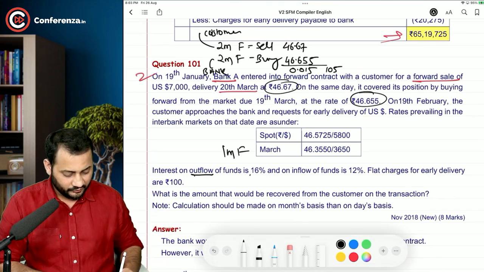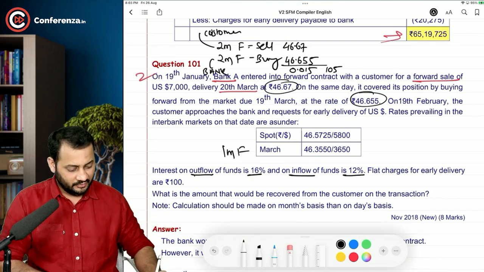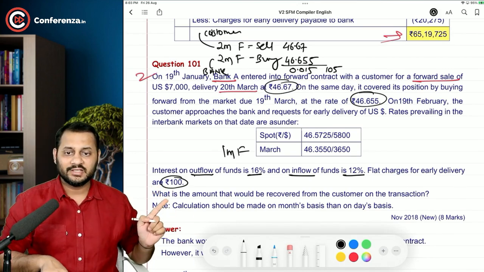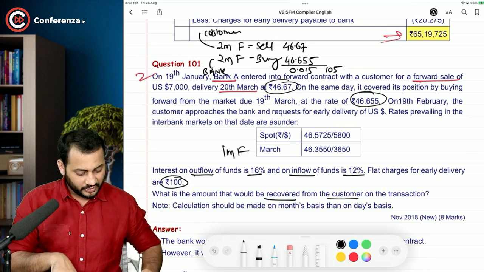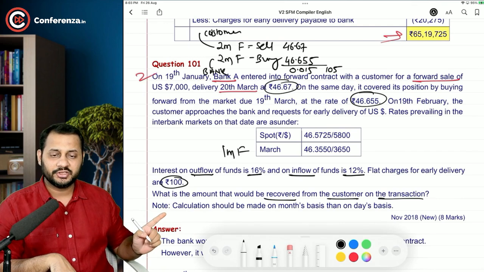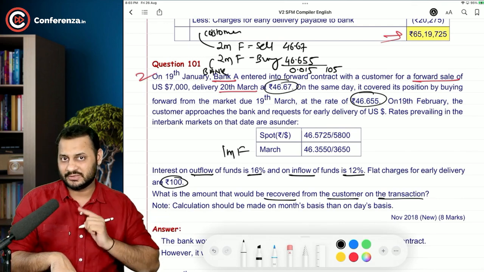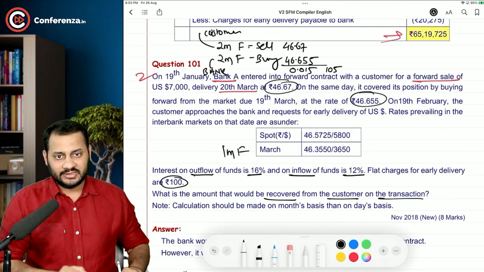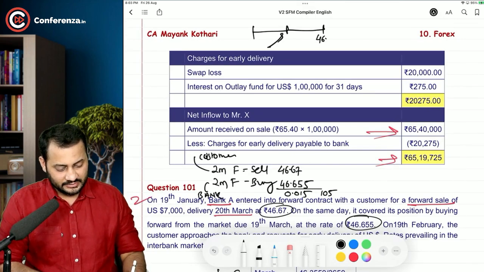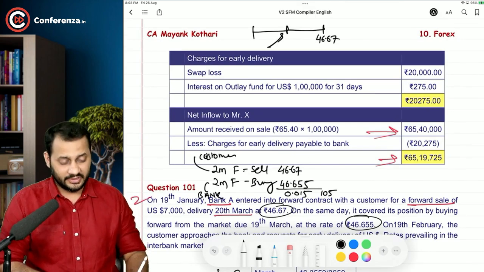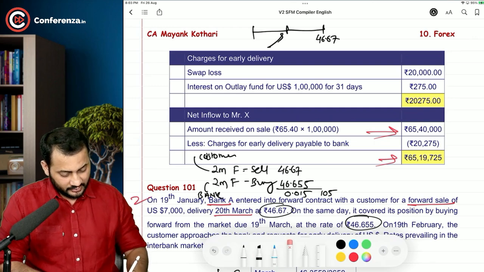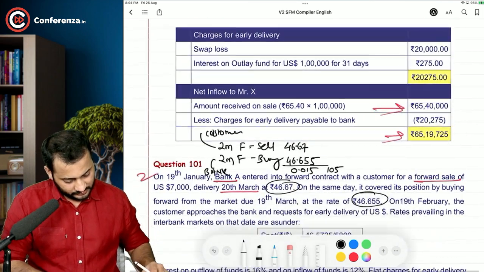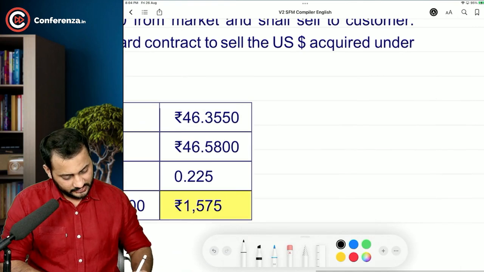Interest on outflow of the fund is 16% and inflow is 12%. Flat charges of cancellation or delivery is 100 rupees. Okay, sir. What is the amount that would be recovered from the customer on the transaction? And the calculation should be made on a months basis rather than a days basis. Okay, that will make our calculation easy. Now you tell us. 46.67 was to happen at this particular time, but the customer came early and we have to settle that at an early date. So just understand. Space constraints. Let me just write it here.